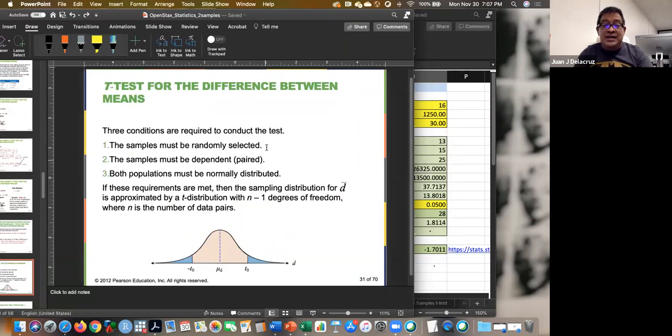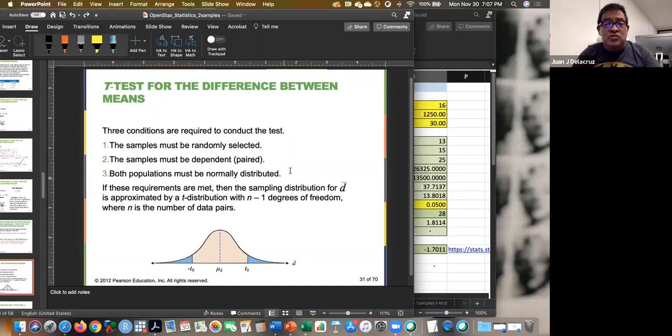Once again, we need the samples to be randomly selected. We need the samples to be dependent. And that means that we need the same number of elements in the pre and the post. That is gonna make our life easier. Otherwise, we probably won't be able to compute those values.